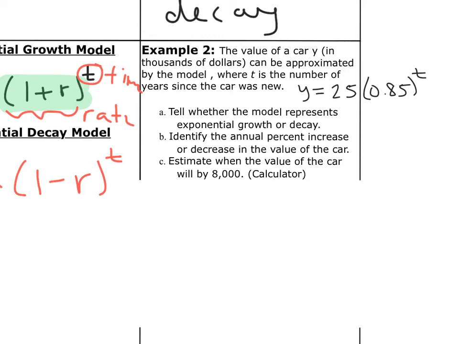So with that being said, A is asking, tell whether or not the model represents exponential growth or decay. Well, let's look at the B value. What is the B value in this scenario? Well, it's 0.85, right? Well, is that a number greater than 1 or less than 1? Well, it's less than 1. So with that being said, part A, I would say it's decay. Reason being is 0.85 is less than 1, but it's greater than 0. So, I mean, easy enough, right? That's exponential decay.